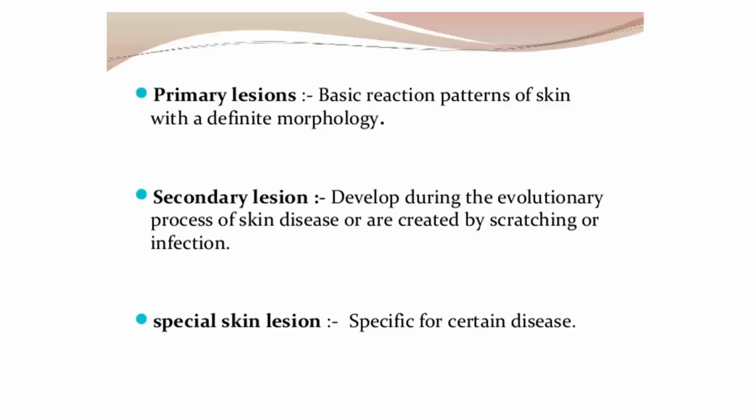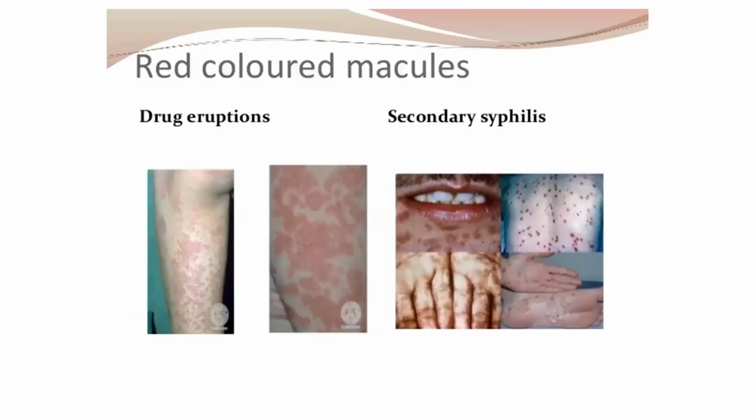Now the lesions. The lesions are divided into three: the primary, secondary, and the special. Primary lesions are basically the reaction pattern with a definite morphology arising de novo. Secondary lesions develop as an evolution of the primary lesions or by scratching or infection. And the special lesions are specific for certain diseases. We're going to go through these very quickly.